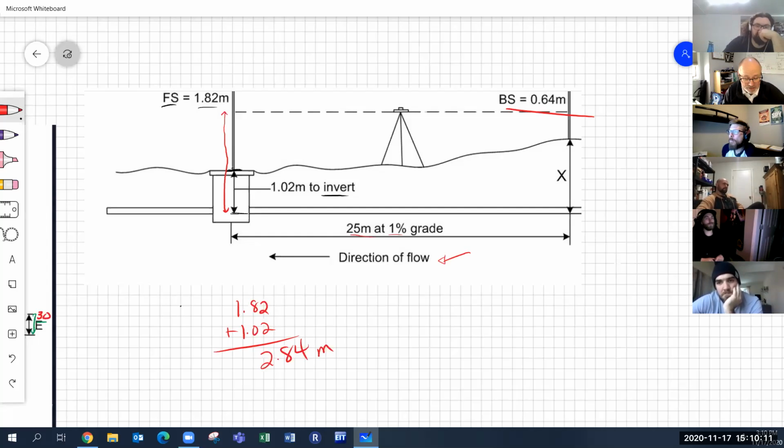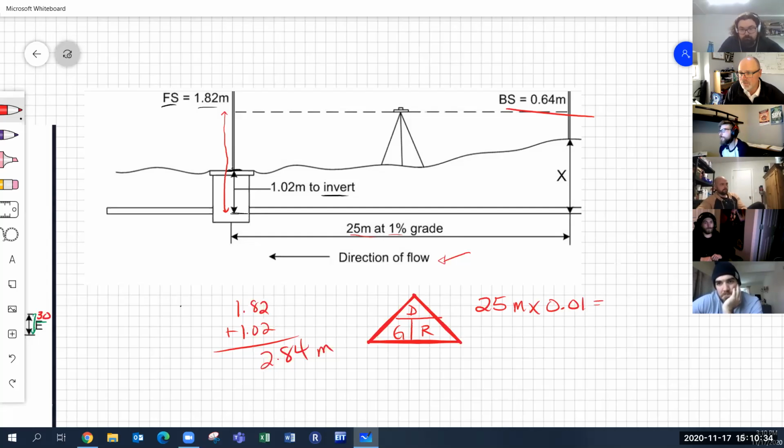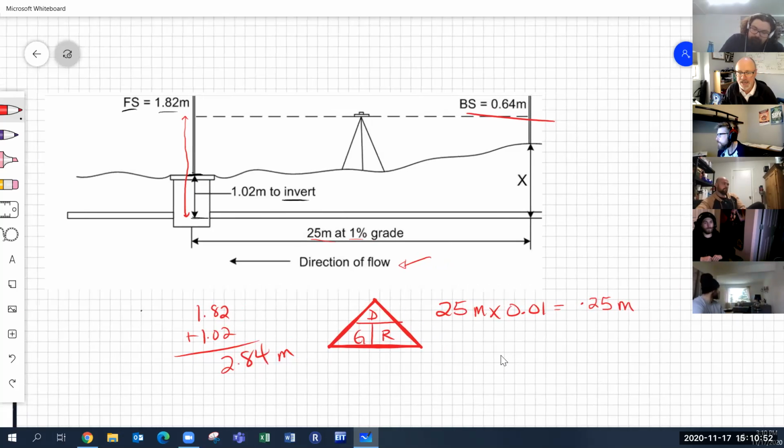So I have to find my grade. Really, that's important to find the grade first. So to find grade, you all should know this formula triangle where the drop is equal to the grade times the run. Don't ever forget that for sure. Okay, so we take our run, 25 meters, and multiply it by 1%, and of course that becomes 0.01, right? And that comes out to how much? 0.25 meters, correct? So we have 0.25 meters as our grade.